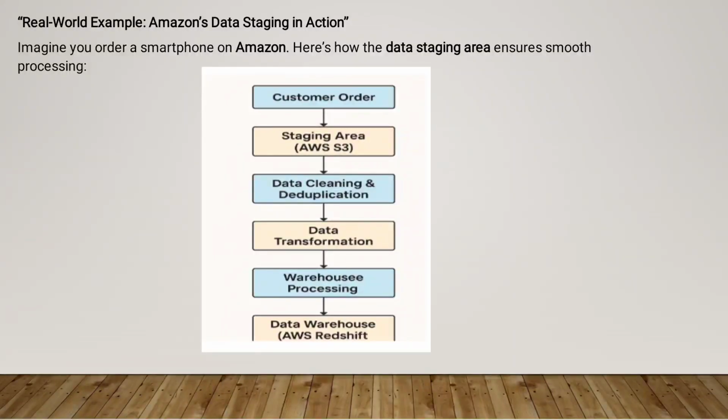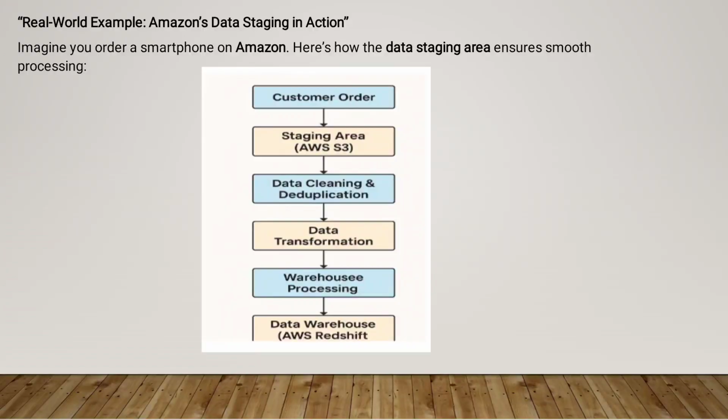Let us see a real world example. Amazon data staging. Imagine you order a smartphone on Amazon. Here's how the data staging area ensures smooth processing.